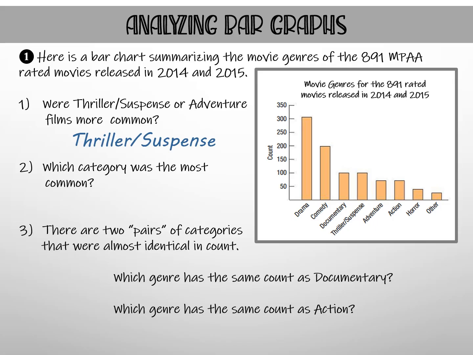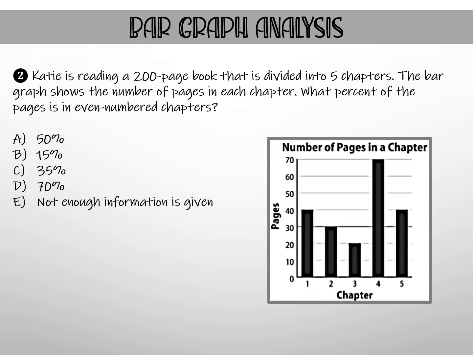Which category was most common? Well, that's really easy to check because the bars are going from tallest to shortest. We'll be using that later as a Pareto chart. So that is drama. There are two pairs of categories that were almost identical in counts. Which one had about the same count as documentary? That would be thriller, suspense. And which one was about the same as action? That would be adventure.